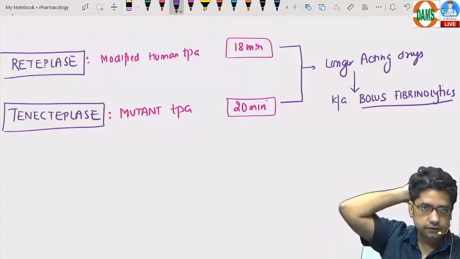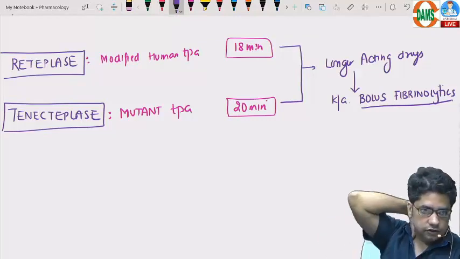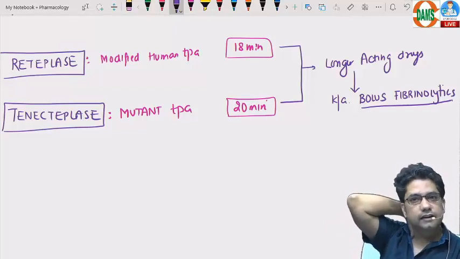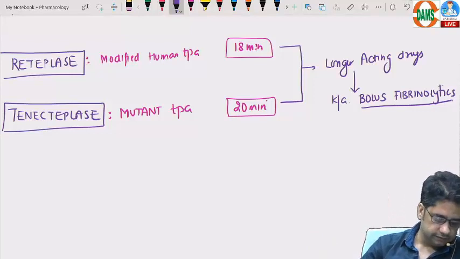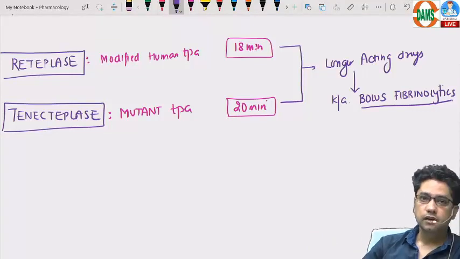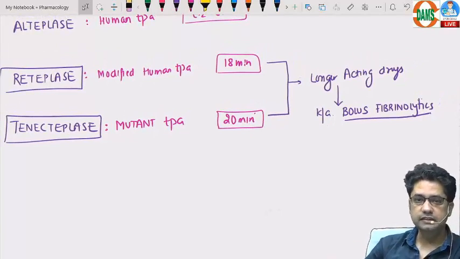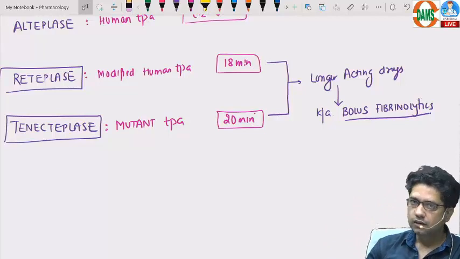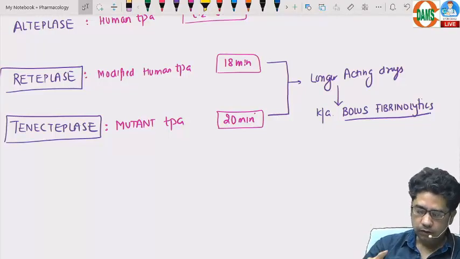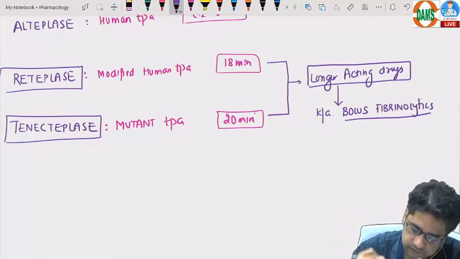The half-life of streptokinase is 80 minutes. If you think logically, streptokinase should be a longer acting drug. But if you see the half-life of reteplase and tenecteplase, it is less than streptokinase. But what I have written, it is even longer acting drug.